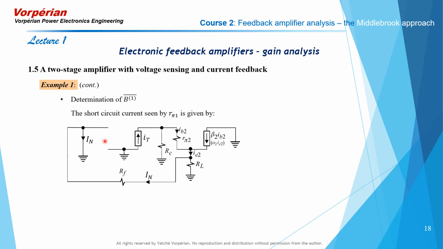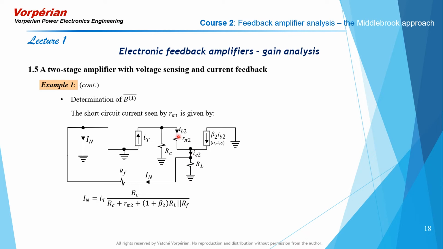We now determine the Norton equivalent current source looking back into the network, which is the short circuit current at this point, and that is seen to be given by the successive current division of IT by two current dividers. Well, the first current divider is going to be between RC and the resistance seen at this point, which is going to be R pi 2 plus the reflected emitter resistance, which is 1 plus beta 2 RL parallel RF, and that is shown here. It's RC divided by RC plus R pi 2 plus 1 plus beta 2 RL parallel RF.